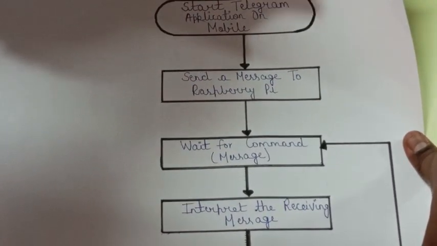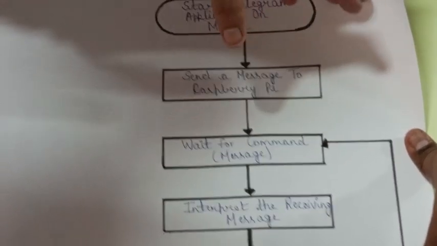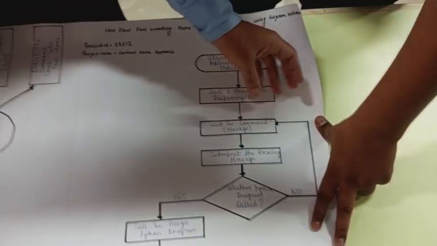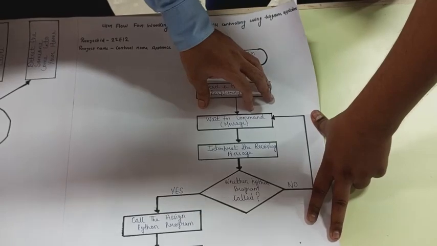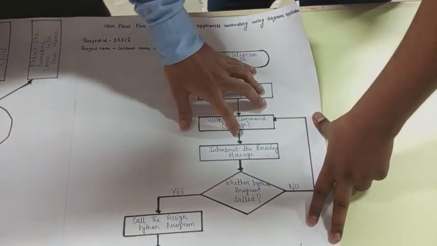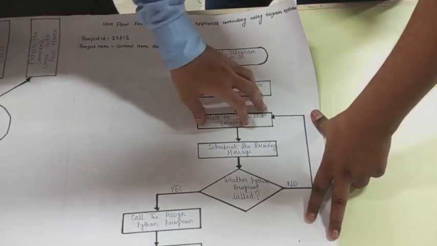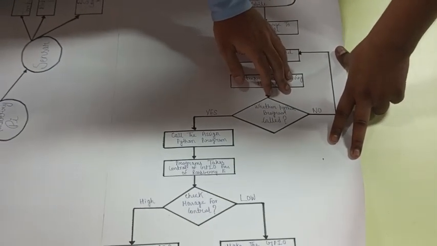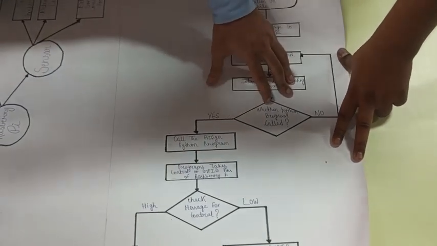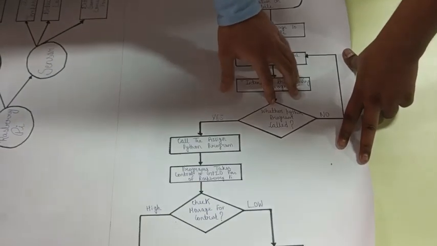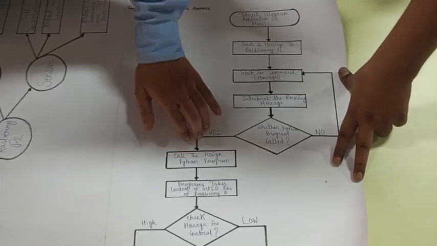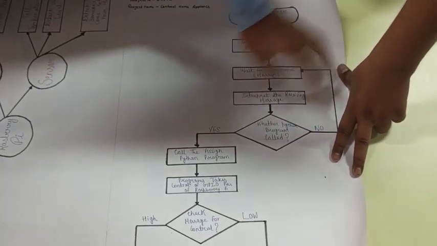Then the message goes to the Raspberry Pi, and the Raspberry Pi processes the data and waits for the command. If the command is verified, then it goes to the internet. Through the internet, it goes through the relay. Through the relay, it checks whether the Raspberry Pi Python program is called or not. If yes, we go through the input assignments, and if no, then it will repeat the same process. After that, the program will ask.